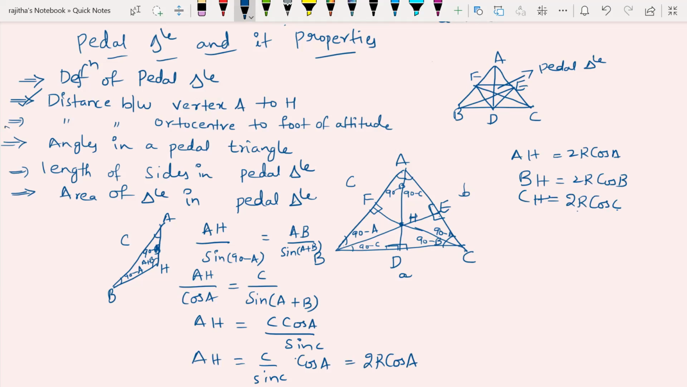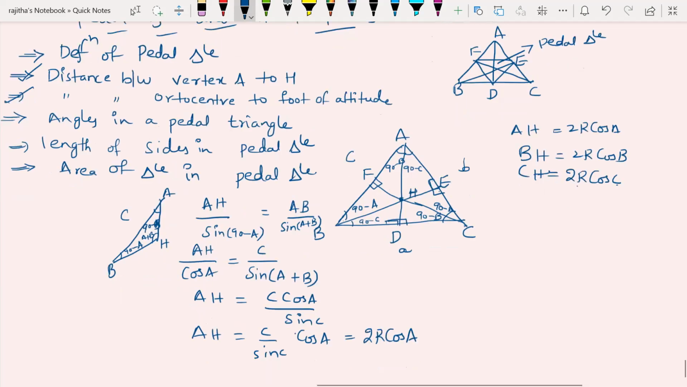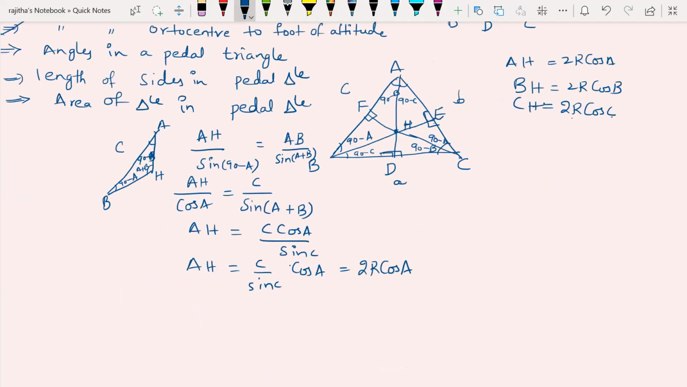Now I am discussing one more: the distance between orthocenter to foot of altitude. Second one, distance between orthocenter to foot of altitude. You are asked to find HD, HE and HF. Now I am discussing HD. Take these two triangles, HDB and HDC. This angle is 90 minus B. In this, the angle is 90 minus C.